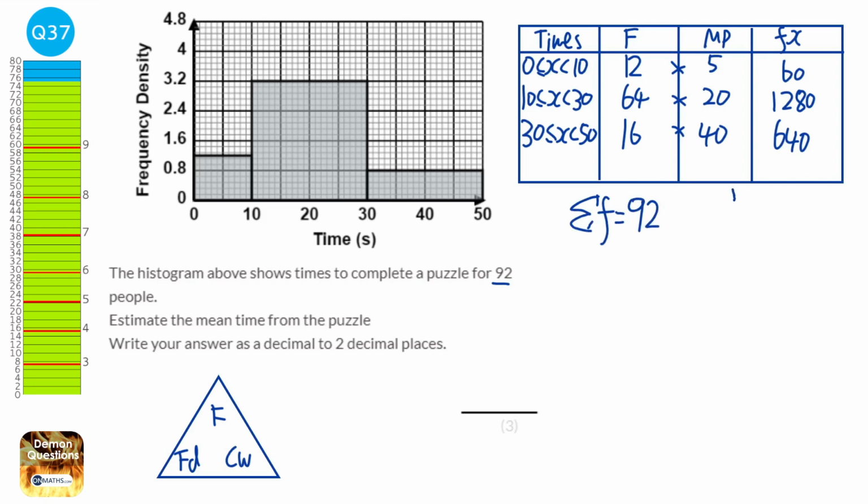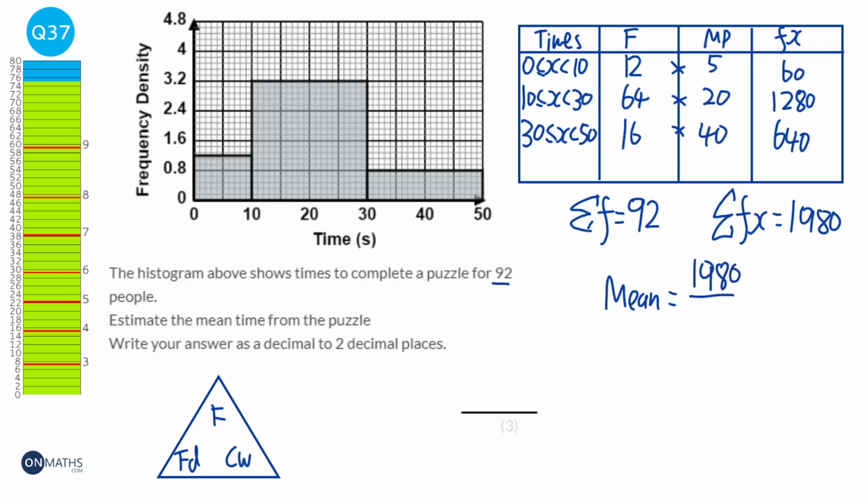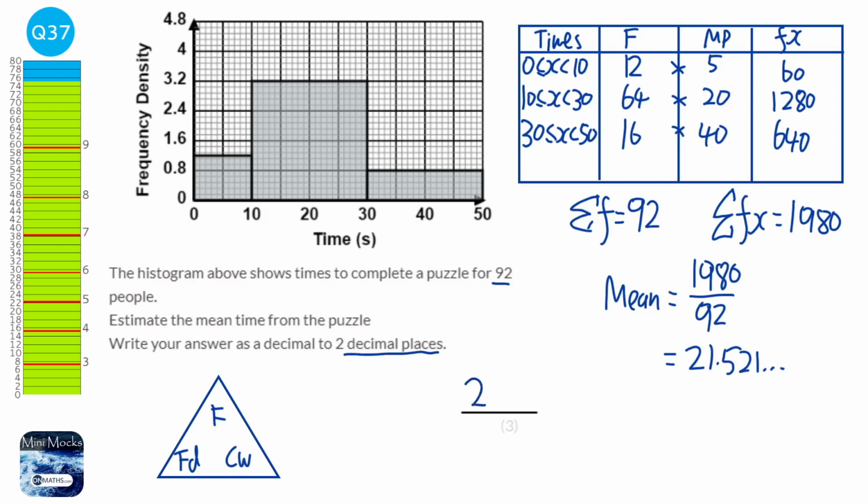Okay, so let's do the sum of the fx by adding up these numbers here, and you get 1980. So to find the mean, we do the sum of fx over the sum of the frequencies, and that will give us 21.521 blah blah blah, and to two decimal places, which is what the question asks for, it's 21.52.